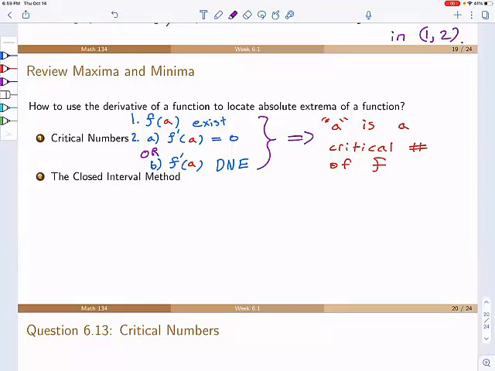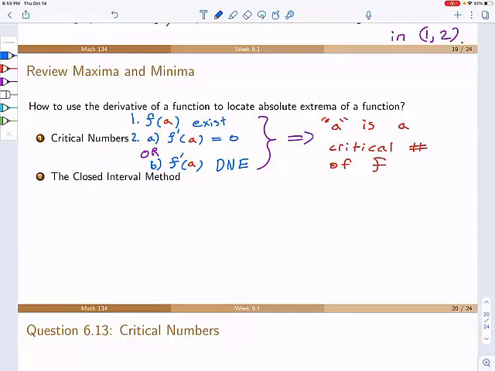Okay, so that's very important to understand, exactly what we mean when we say critical number, because we're going to use critical numbers later on in the course in multiple different areas, in curve sketching, and today when we do the closed interval method. I'm going to say the word critical number, and it's very important that we know that we're talking about this very specific definition.